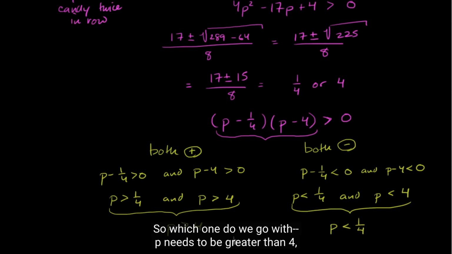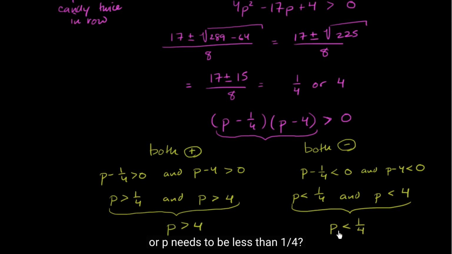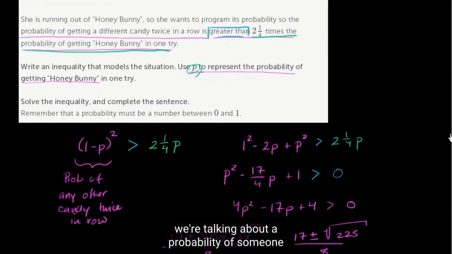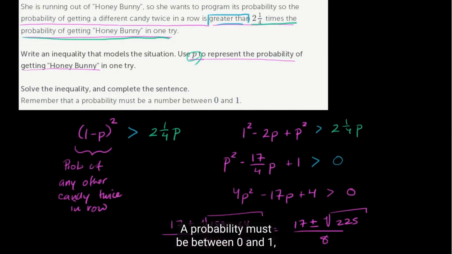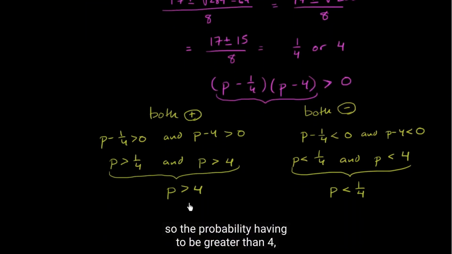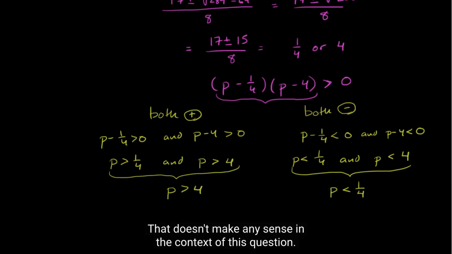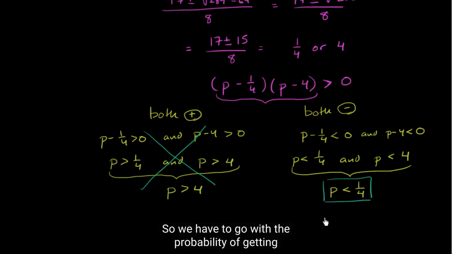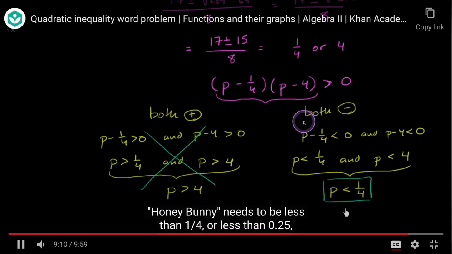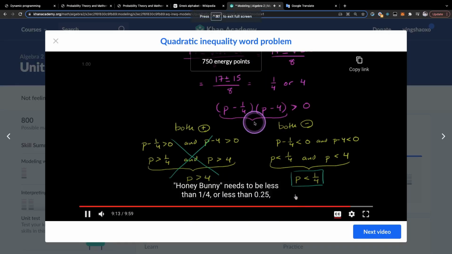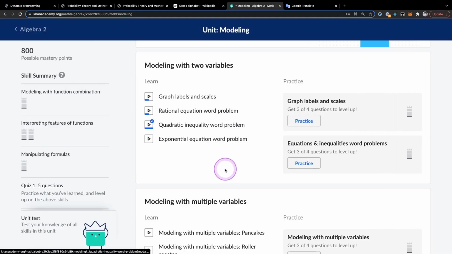So which one do we go with? P needs to be greater than 4 or p needs to be less than 1/4? Well, we need to remind ourselves that we're talking about a probability. To go back to the original problem, we're talking about a probability of someone getting honey bunny in one try. A probability must be between 0 and 1. So the probability having to be greater than 4, well, that just doesn't make any sense in the context of this question. So we have to go with the probability of getting honey bunny needs to be less than 1/4 or less than 0.25. Okay, let's get into the next one, exponential equation word problem.